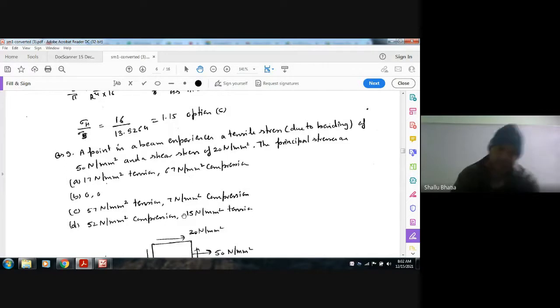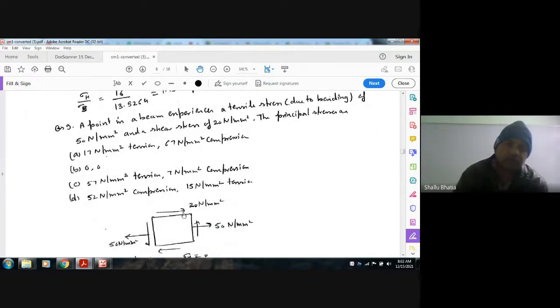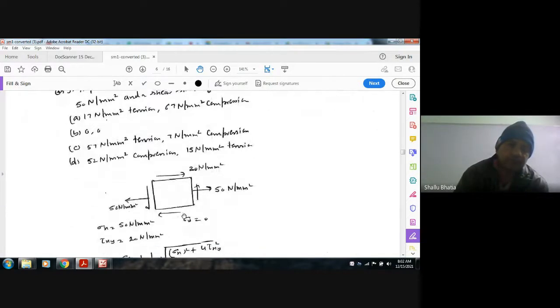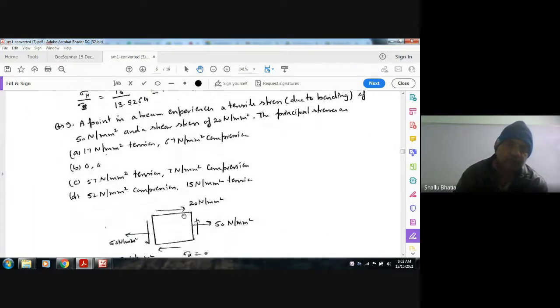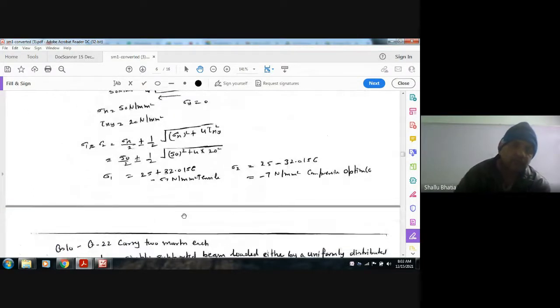So this is a direct formula based question. So sigma x is 50 and sigma y is 0. Okay, and tau is 20. So this is the sigma 1 and this is sigma 2. So answer is option C.